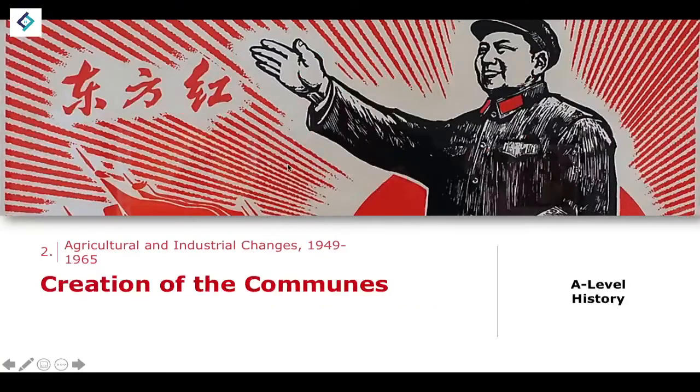In this lesson, what we're going to do is talk about the development of agricultural changes in Mao's China, specifically relating to the change from the creation of the APCs, the agricultural producers cooperatives, and the change from them into the creation of the people's communes. We'll then also talk about some of the policies that were implemented in and around the people's communes to try and increase output for agricultural production.